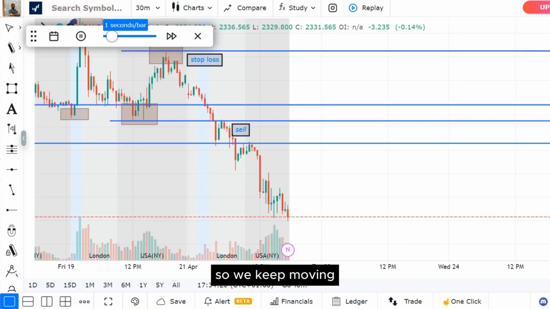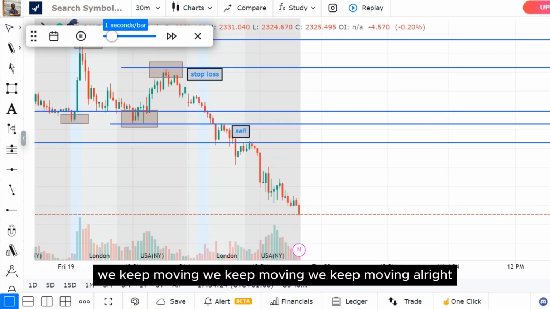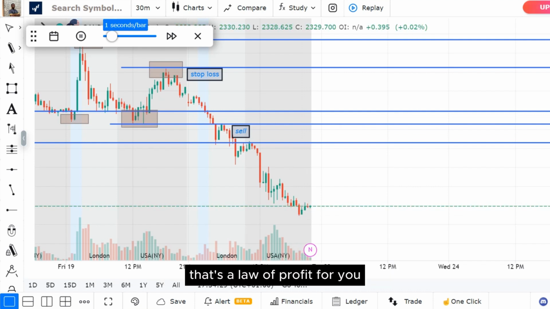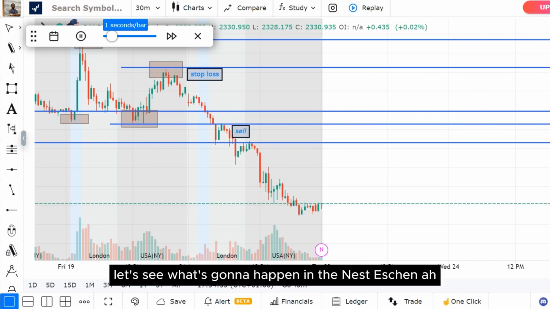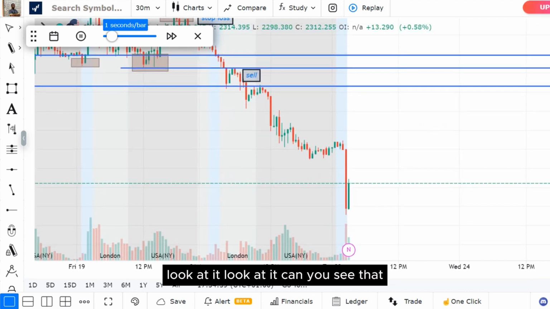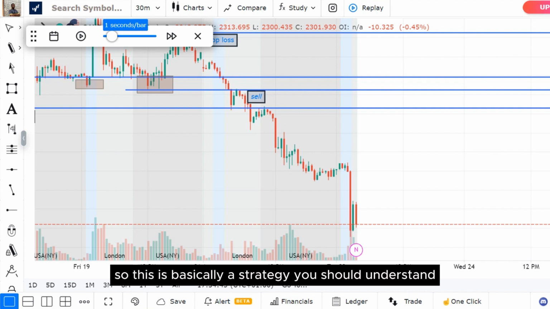So we keep moving. All right, so you can see it keeps going down. That's a lot of profit for you. Now let's see what's going to happen in the next Asian or UK section. Now we have the next Asian. Look at it. Can you see the spike all the way down? So this is basically a strategy you should understand.